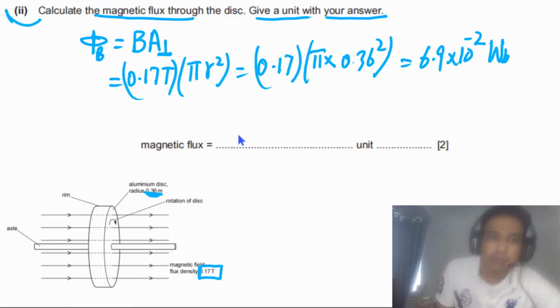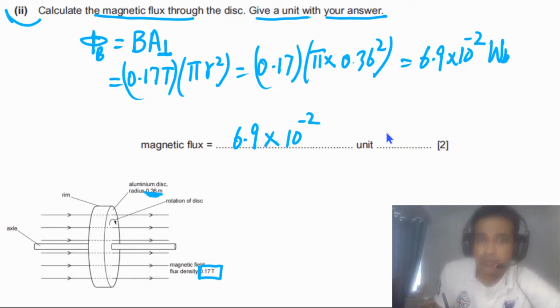So simply we will write 6.9 up to 2 SF, because the least number of SF in the raw data is 2 SF, so we are using 2 SF here. So this is the right physics. You can also use 3 SF, but 2 SF is the right physics. So we can write this is 10 to minus 2, and the unit of this one is Wb, Weber.